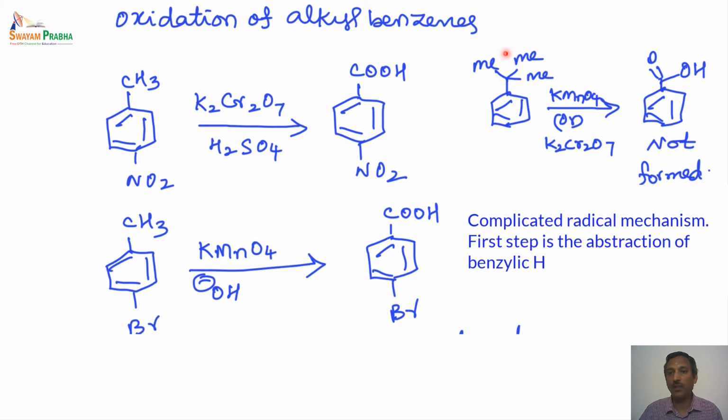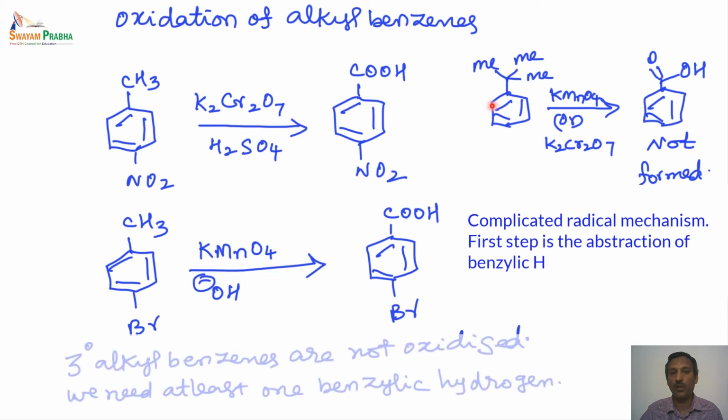The reason is the reaction intermediate involved in the oxidation of alkyl benzene is nothing but a complicated radical mechanism. In this particular case, the first step is the abstraction of benzylic hydrogen. So there should be one benzylic hydrogen in the starting material to undergo oxidation. Since this tertiary butyl benzene does not have any benzylic hydrogen, this does not undergo oxidation. So that is the reason tertiary alkyl benzenes are not at all oxidized, because we need at least one benzylic hydrogen for it to undergo oxidation.